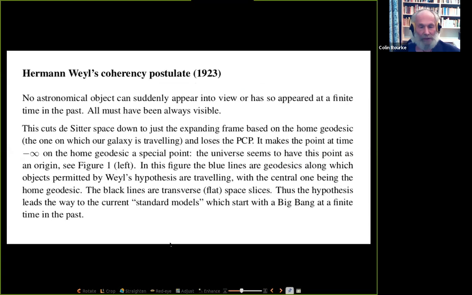Okay. So the blue lines are geodesics in which objects permitted by Weyl's hypothesis are traveling, with the central one being the home geodesic. And the black lines are the transverse flat space slices, as I said before. And so you've got something that's very close to the standard model. In fact, it is one of the Friedmann-Lemaître metrics, the one with the constant expansion.